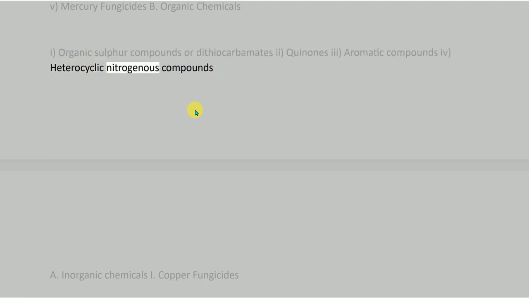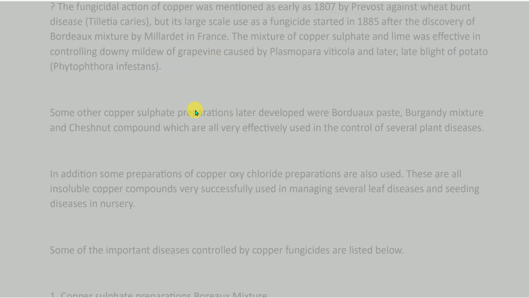The fungicidal action of copper was mentioned as early as 1807 by Prevost against wheat bunt disease, Tilletia caries, but its large-scale use as a fungicide started in 1885 after the discovery of Bordeaux mixture by Millardet in France. The mixture of copper sulfate and lime was effective in controlling downy mildew of grapevine caused by Plasmopara viticola and later, late blight of potato, Phytophthora infestans.